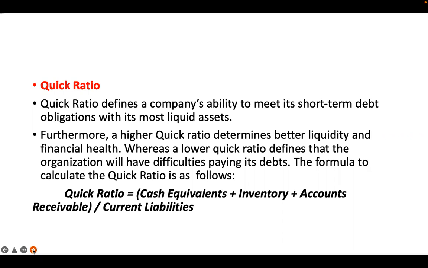So the formula for the quick ratio is cash plus cash equivalents, which can be quickly converted into cash, plus inventory, plus accounts receivable, and we divide by the current liabilities, and we will get the quick ratio.